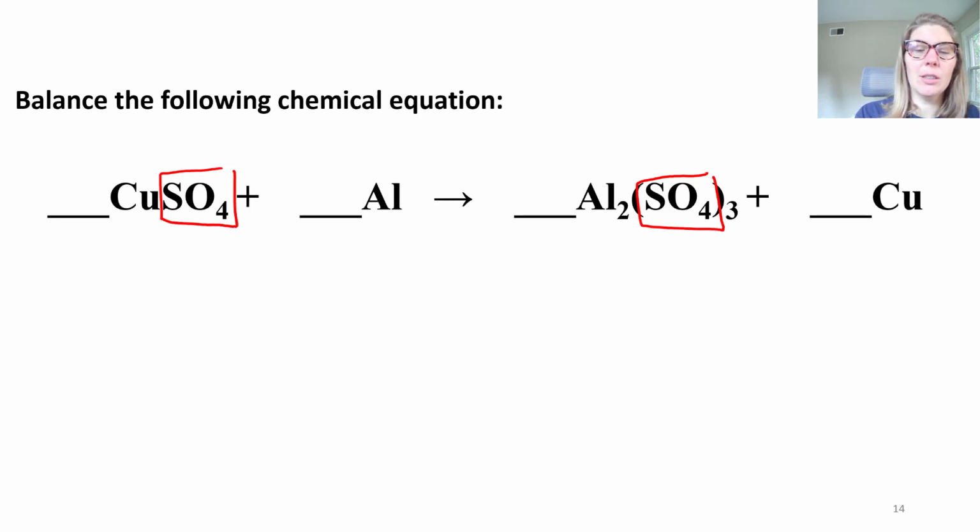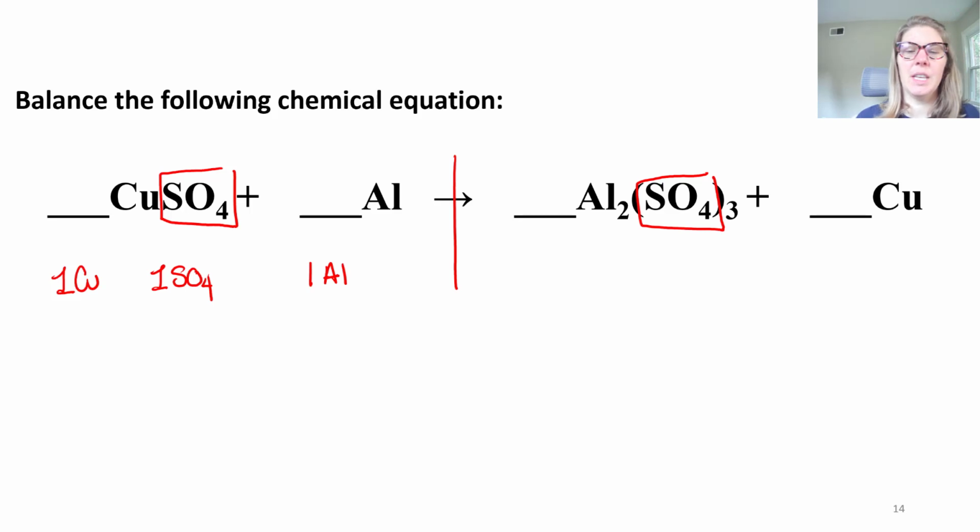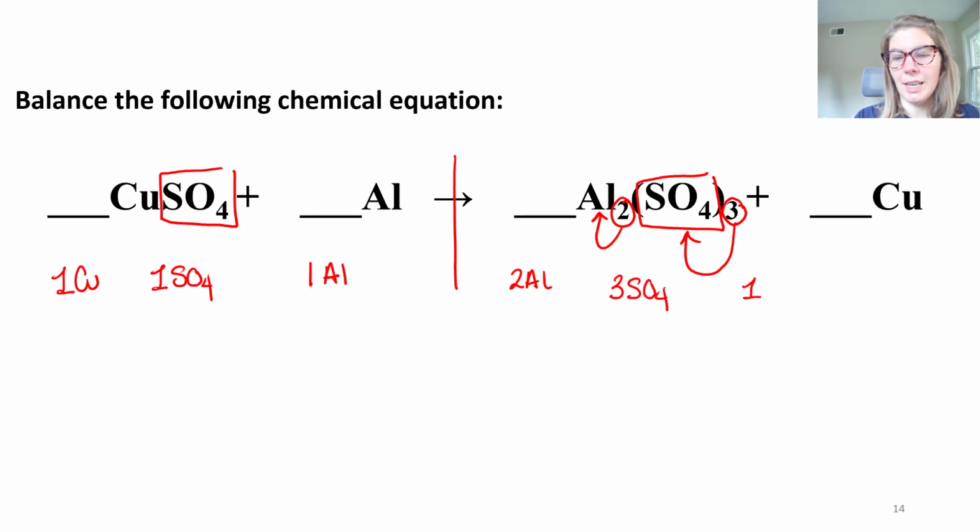So when you're making your list and you're splitting your left-hand side from your right-hand side and you're saying I have 1 copper, go ahead and also say you have 1 sulfate and that you have 1 aluminum. Then on the product side, you have 2 aluminum. Remember, this 2 means you have 2 of the thing before it. This 3 means you have 3 sulfates. So I have 3 SO4s and I have 1 copper.